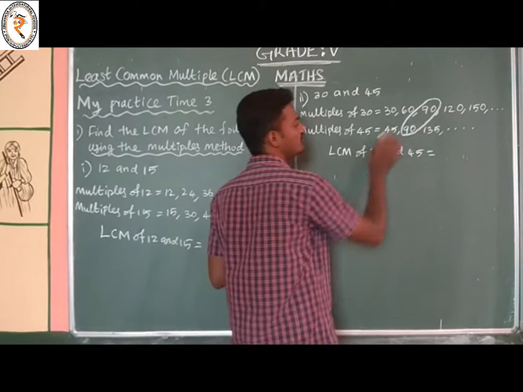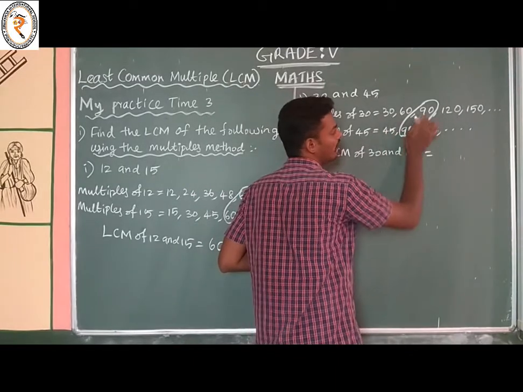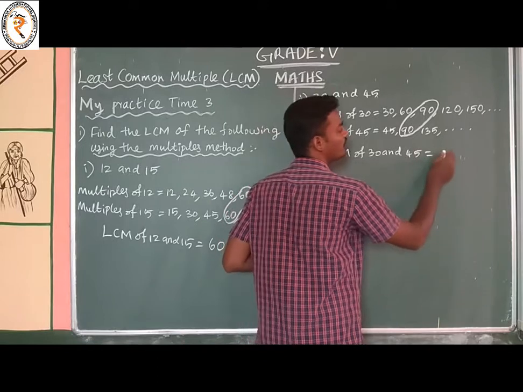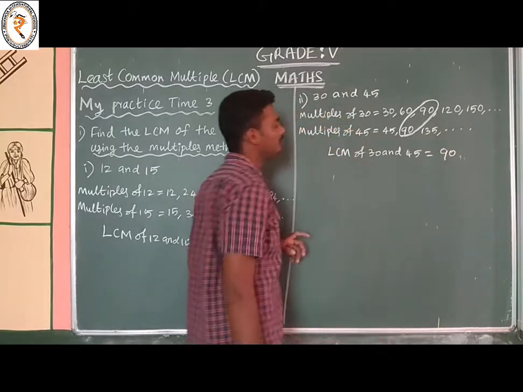So the first common multiple is 90. It is called the least common multiple. LCM of 30 and 45 is equal to 90.